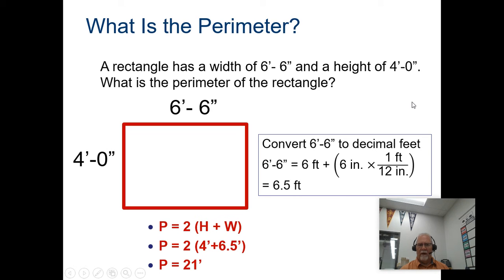Now, with that, we're ready to put this all together. 4 plus 6.5, if we do the math on that, what do we have? 10.5 times 2 gives us a perimeter of this rectangle of 21.